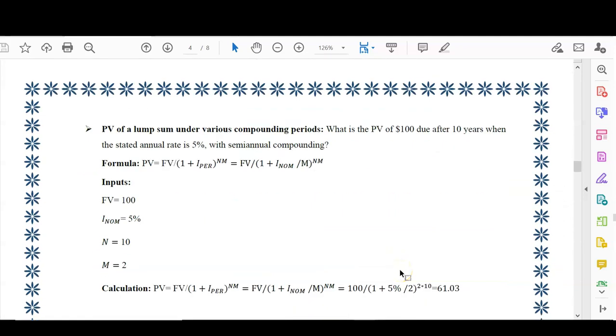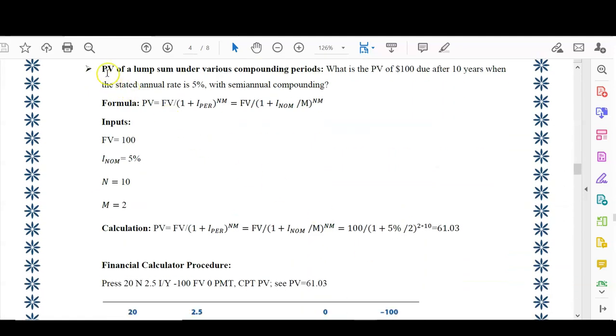Okay, what if we are looking for the present value instead of the future value of a lump sum on the various compounding periods? Okay, if we still have $100, but this time it's due after 10 years, we know we will have $100 after 10 years, and the stated rate is 5%, still semi-annual compounding. What is the present value?